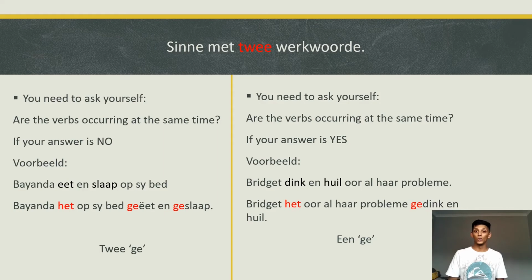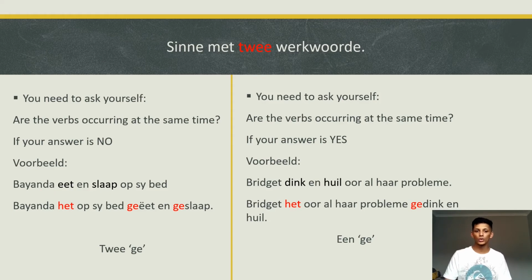If your answer is no, meaning the verbs cannot happen at the same time or they are not happening at the same time, this is the process that you will follow. Voorbeelde: Bayanda eet en slaap op sy bed. Bayanda eats and sleeps on his bed. So two actions that are happening by Bayanda, where? On his bed. Bayanda het.